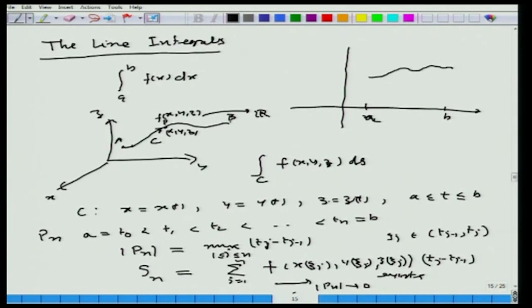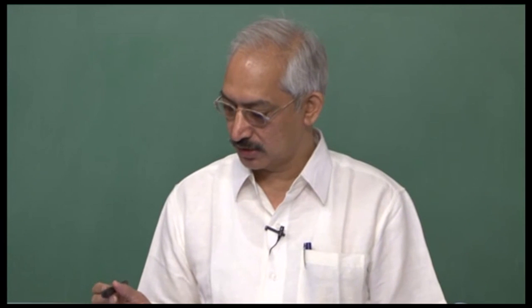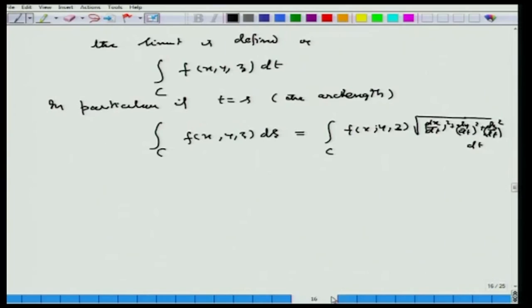So the line integral for any given piecewise smooth curve is well defined in the sense of Riemann, provided the function f has the property that g of t, defined as f of x of t, y of t, z of t, which is a function of t only, is piecewise continuous on the interval a b. Here any general parameter t is there; if the parameter t is replaced by the arc length s, we have this form of the integral.